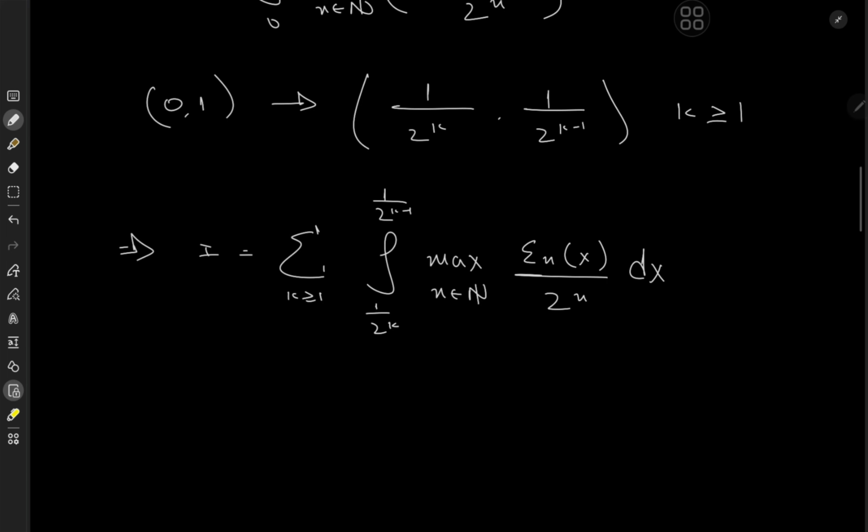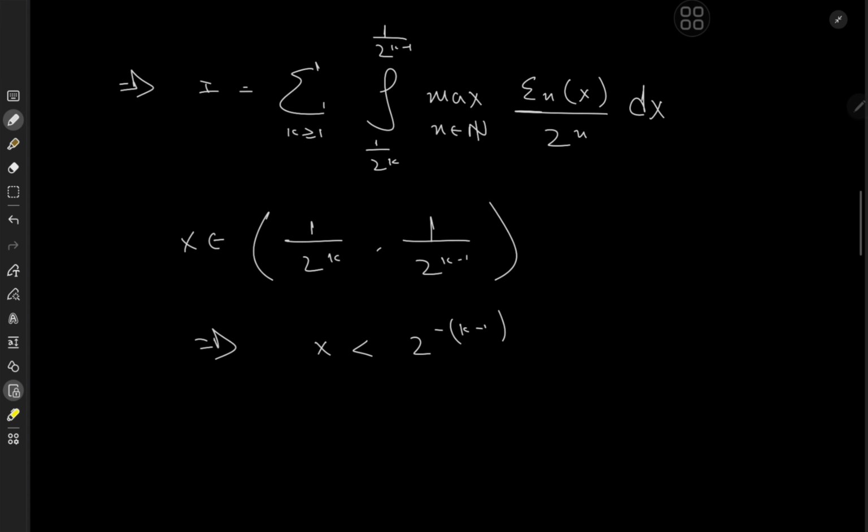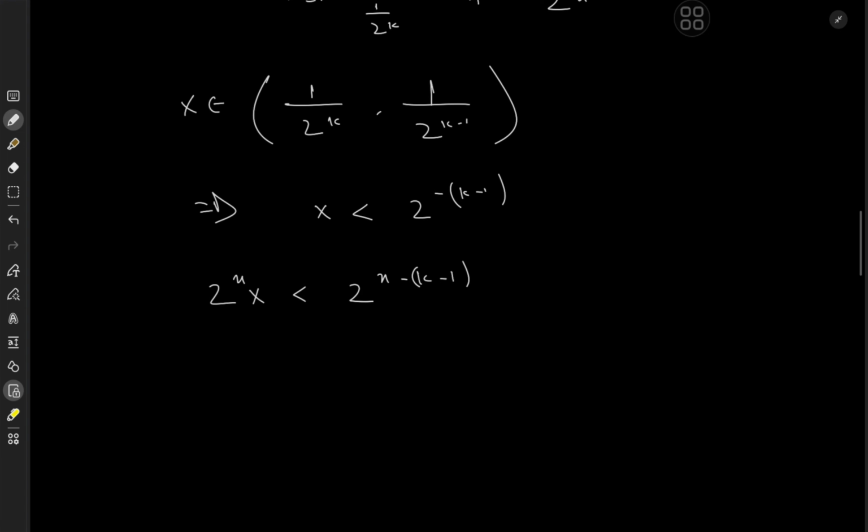Now, because x belongs to the interval between 1 over 2 to the k and 1 over 2 to the k minus 1, that means x is always less than 2 to the negative of k minus 1. But what does that mean for 2 to the n times x? Well, that would always be less than 2 to the n minus k minus 1. And what would that mean for various values of n?